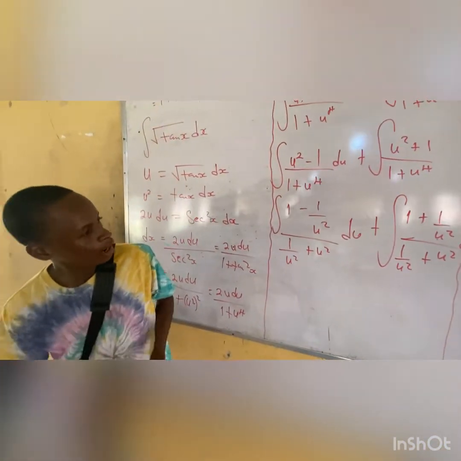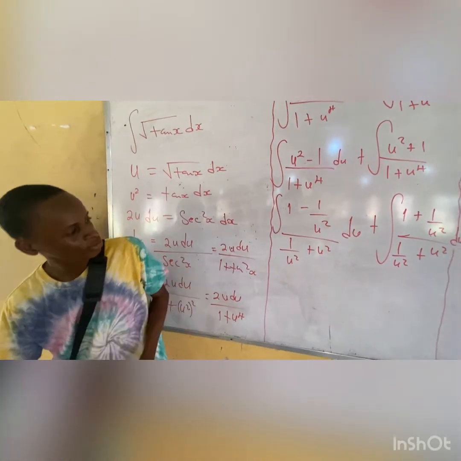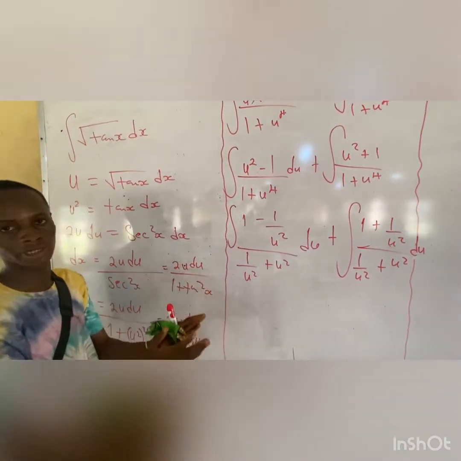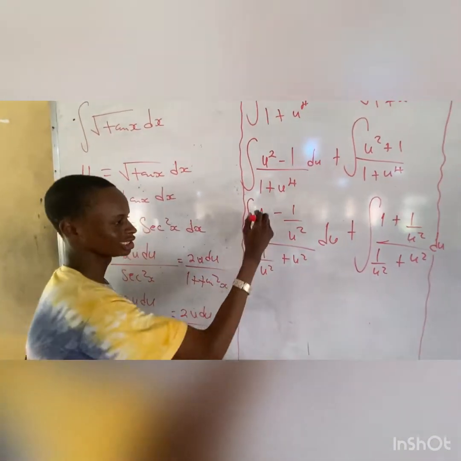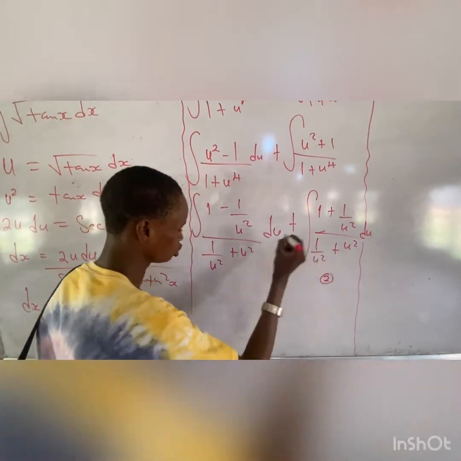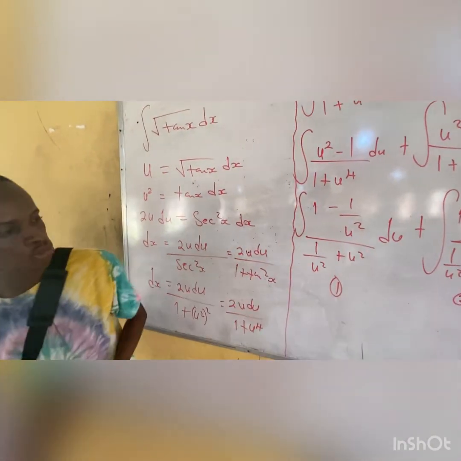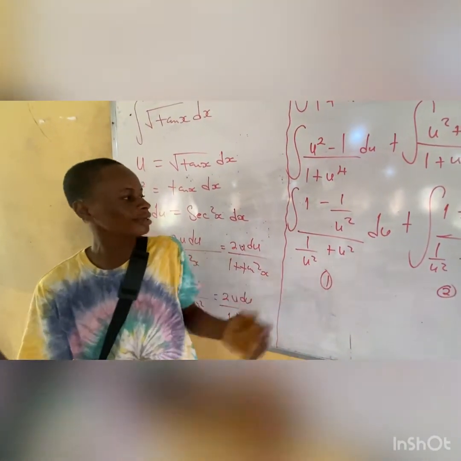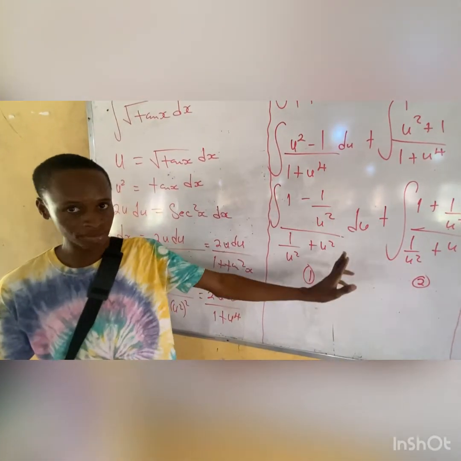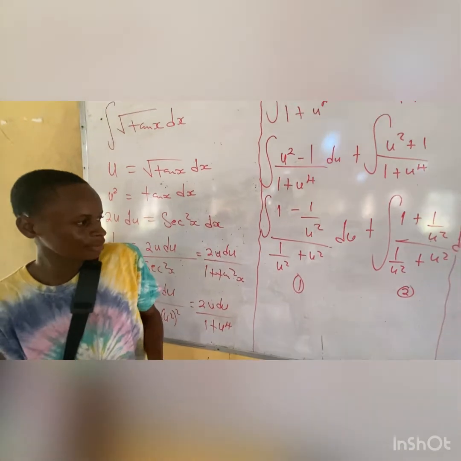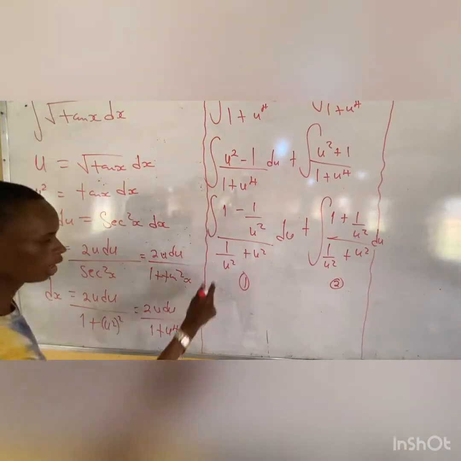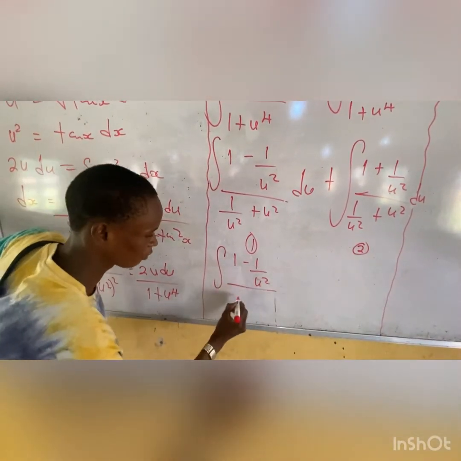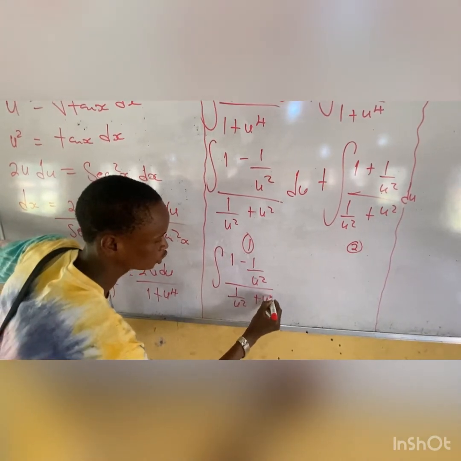In order to avoid confusion, let's take the integrals separately. Let's say this is integral 1 and this is integral 2. Concentrating on integral 2, for all substitution methods, you have to look for a way whereby you cancel out a part, that is the numerator. So let's write our integral 1. Our integral 1 becomes the integral of 1 minus 1 over u squared over 1 over u squared plus u squared.